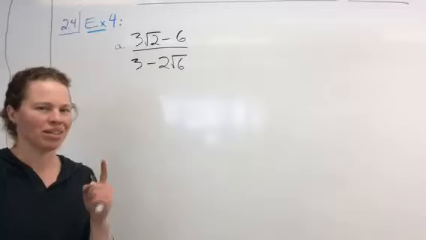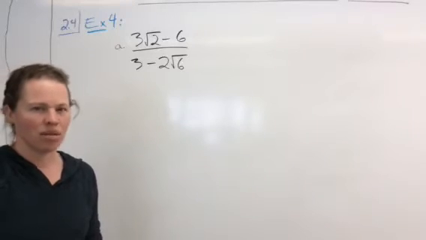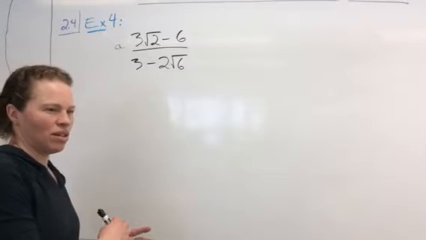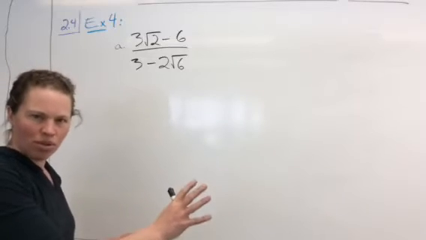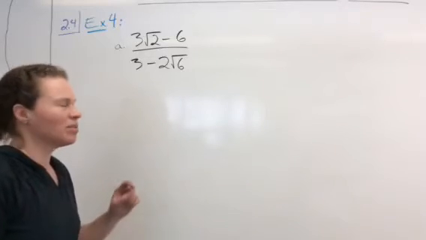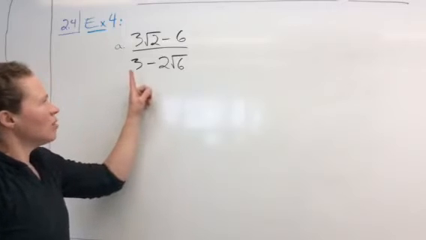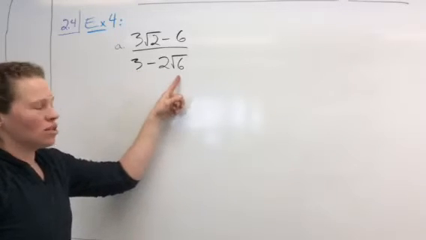More difficult could it be? Well, the last one is easy because we could identify the radical on the bottom and just get rid of the whole thing right away. But now, we've decided that we've got a 3 minus 2 root 6 on the bottom.